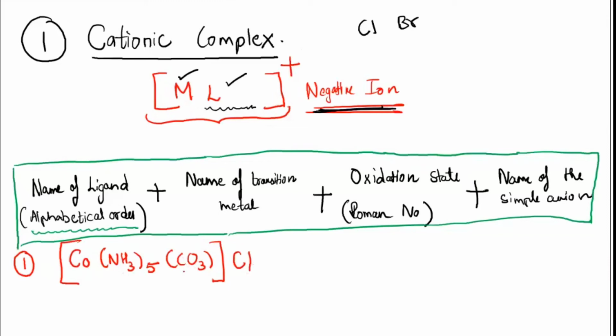Now since I'm discussing cationic complexes, it is obvious that I will take a cationic example. But when everything is given to you together, how will you identify which is cationic and which is anionic? You can identify it just by seeing the counter ion, the outside ion. If you find a negative ion present outside, that means the whole coordination sphere carries a positive charge. If you find a positive ion present outside, the coordination sphere carries a negative charge. If you don't find anything outside, it's a neutral one. That's how we identify when everything is given together.